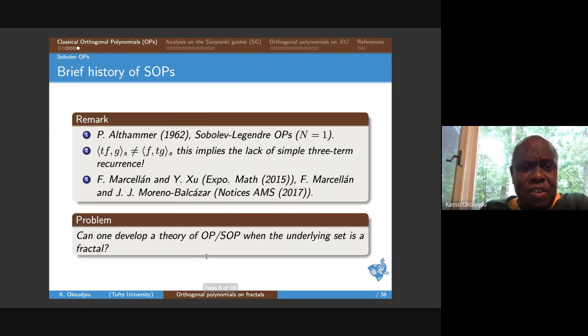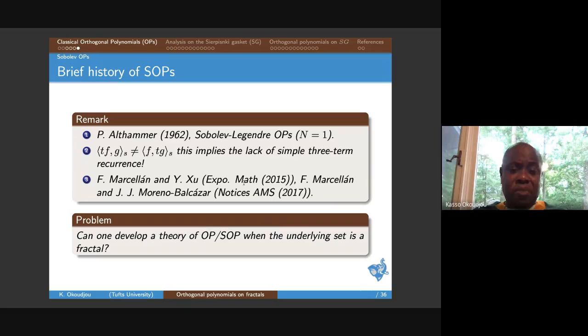So just a brief history of this class of orthogonal polynomials. I think the first person to formally name these Sobolev-Legendre orthogonal polynomials was Althammer in 1962. And there is a very nice exposition by Marcellán and Xu, and Marcellán and Moreno-Balcázar. If you really want to read anything about these orthogonal polynomials, they are very fascinating. You can check out these two articles. They are very good and easy to get into the topic. So this is essentially the framework that I'm looking at.